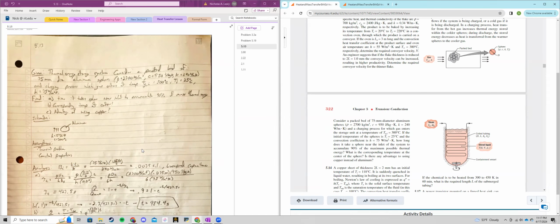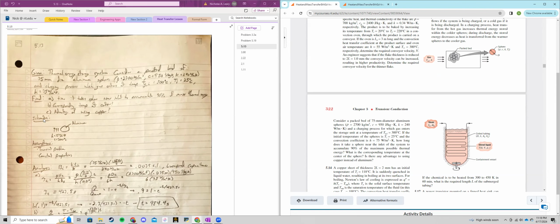And then to determine what kind of solution set we're going to use in transient systems, we need to compare our value to 0.1. So if our value is lower than 0.1, we use lumped, and if it's greater, we use first term approximation. Here it is less than, so we are going to use lumped capacitance.